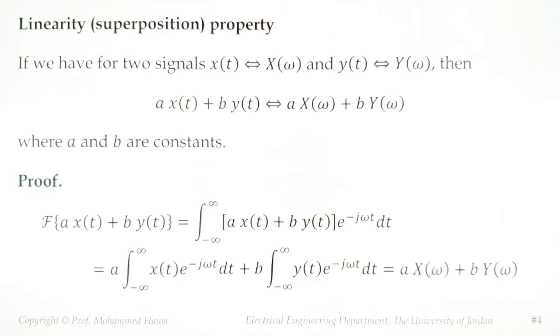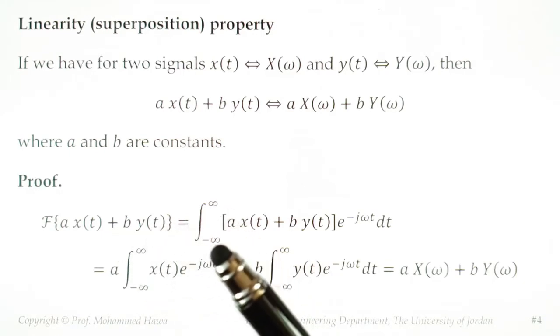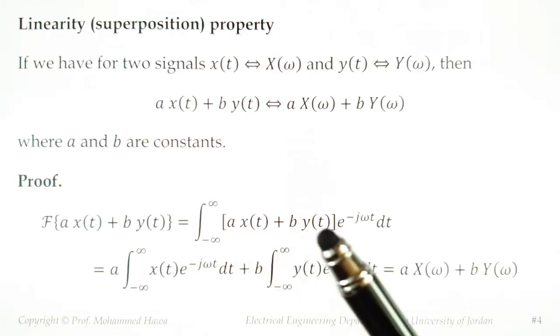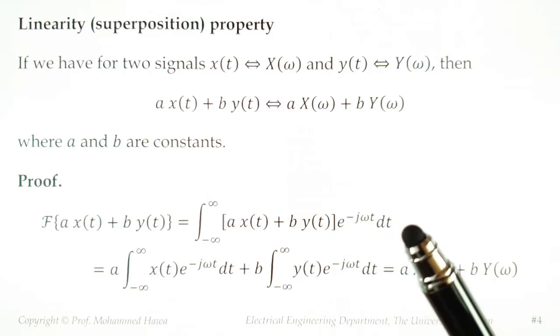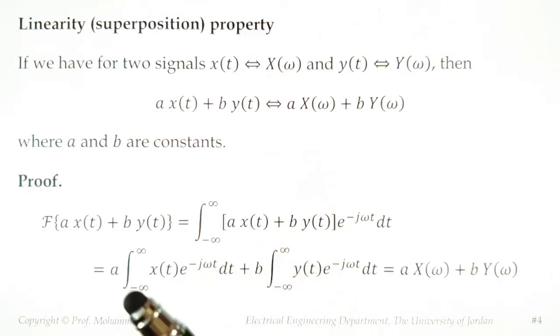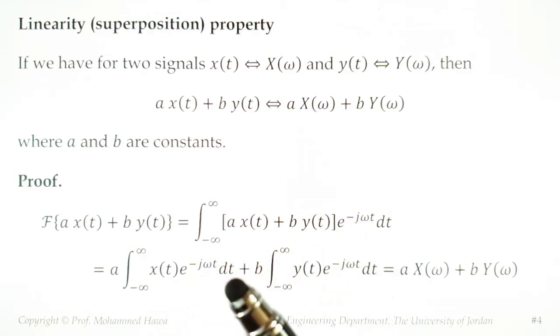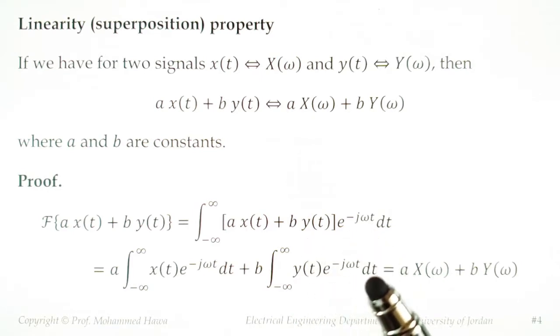The proof is quite simple. It comes from the integral definition of Fourier transform, because the Fourier transform of the sum a x of t plus b y of t is the integral from minus infinity to infinity of this signal a x of t plus b y of t times e to the minus j omega t dt. Notice that integration can be split over addition, so I can split this integral into two integrals. This integral of the signal x of t multiplied by the exponential e to the minus j omega t dt plus this integral where I multiply y of t by e to the minus j omega t dt.